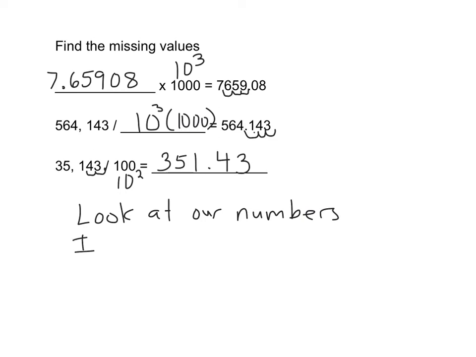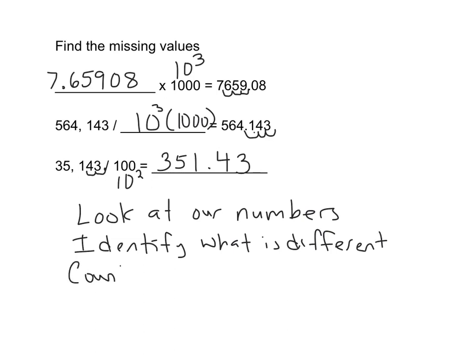So to recap, remember we're going to look at our digits, or at our number. We're going to identify what is different. And we're going to count our place values to determine either our powers of 10 or where the decimal point goes in the end. Don't forget to fill out your notes as you go along with this and get those down so you have them to refer back to.